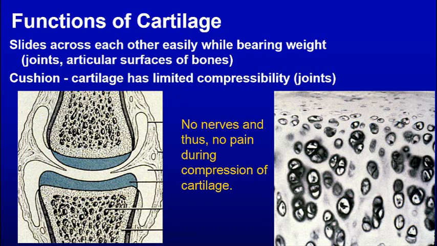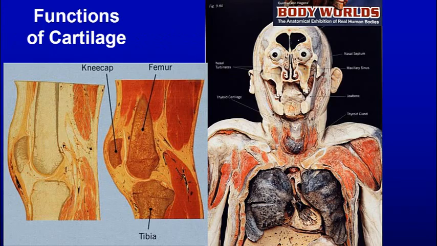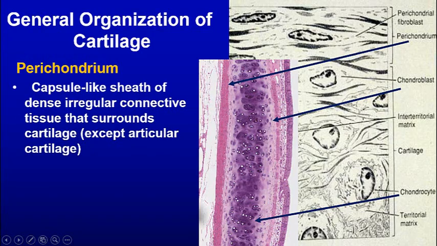The pain you get in your knees is really the pain you get from the bones, not from the cartilage itself. And here we can see in our kneecap, we have cartilage at the end of bones. Here and here, we also have cartilage at the end of our ribs as well.